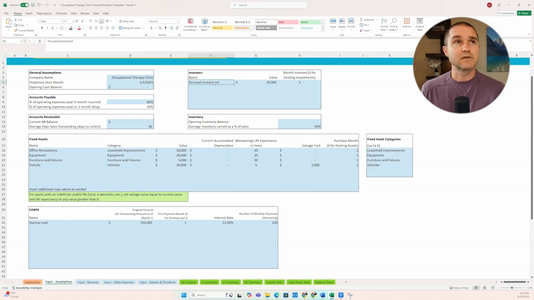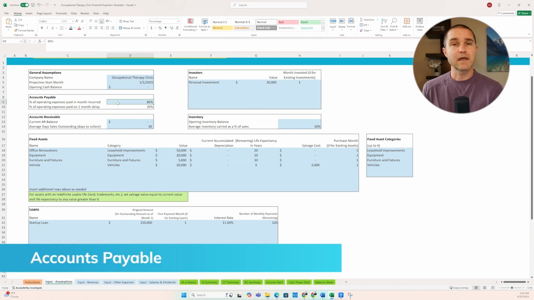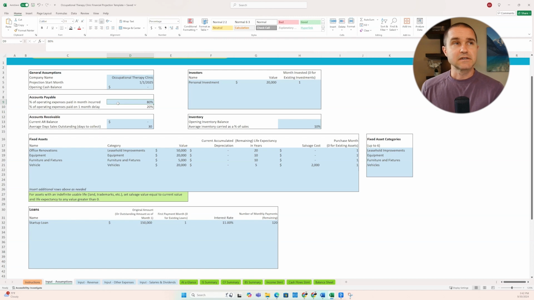So we're going to assume here that you are going to invest $20,000 personally. And then on the accounts payable side, this just means when are you going to pay your bills. So we're assuming that you're going to pay 80% of your bills in the month you incur the expense, 20% in the following month on a 1-month delay. So you can think about expenses that you might put on a credit card. Those would be an example of you incur the expense now when you swipe that credit card, but you don't actually have the cash outflow.